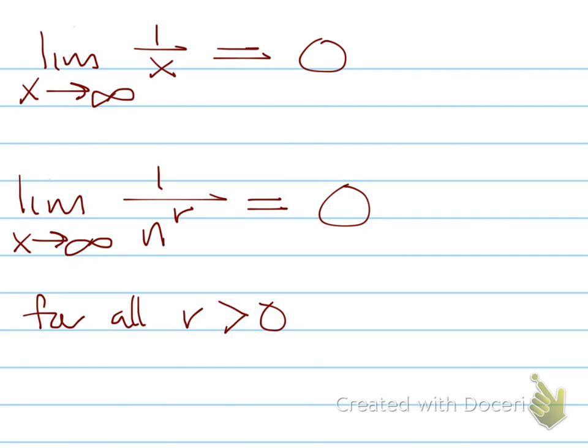Here are some rules for how limits behave. If you have the limit as x approaches infinity of 1 over x, notice that as x gets bigger, the value is just going to get smaller and smaller. It's going to get closer and closer to 0. It's never going to reach 0, but it's just going to keep getting closer and closer to 0. So the limit as x approaches infinity of 1 over any variable to a power greater than 0 is always going to be 0.